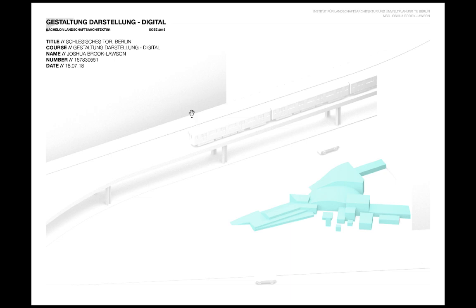Yep, that works. You should also label your document with the title of the course, Gestaltung, Darstellung, digital, Bachelor Landschaftsarchitektur, summer semester 2018, and you'll have a title, Schlesisches Tor, course, Gestaltung, Darstellung, digital, your personal name, your matriculation number, your registration number, and the date.